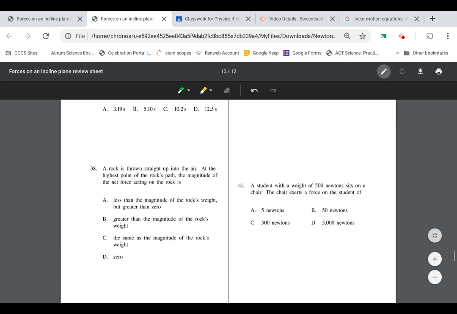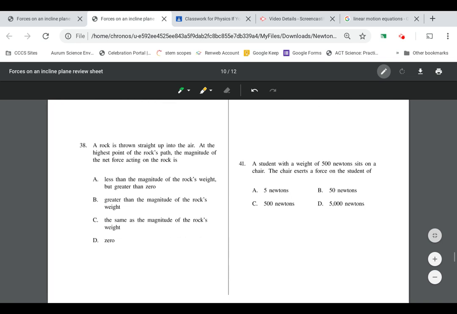38. A rock is thrown straight up into the air. At the highest point of the rock's path, the magnitude of the net force acting on the rock is 0. Okay? Imagine it going up and reaching the maximum. Remember that the velocity at the maximum point is 0. If the velocity is 0, everything's just not moving. That means the net force is also 0.